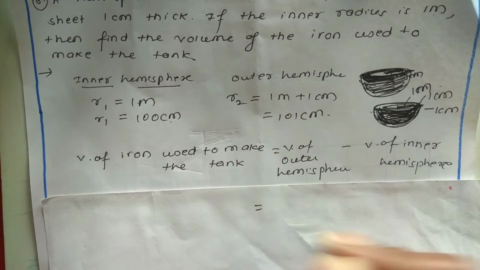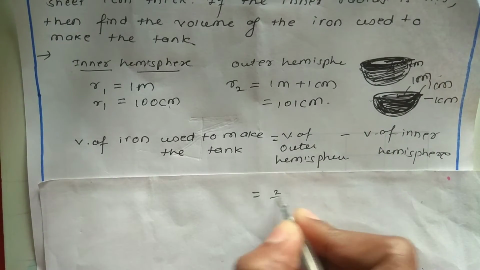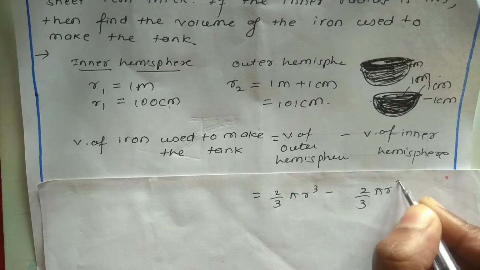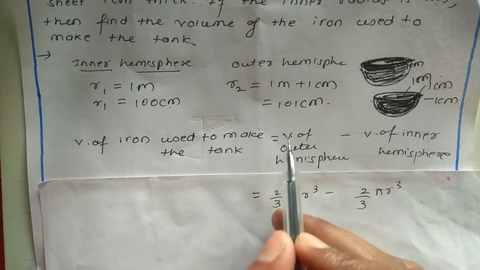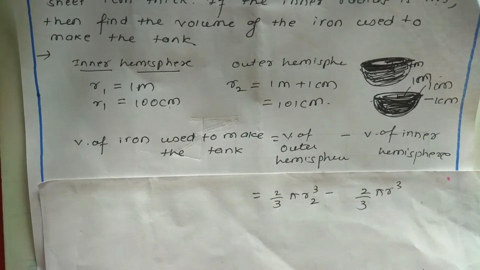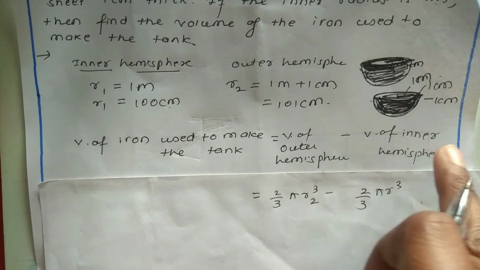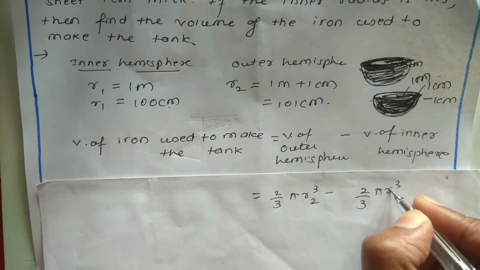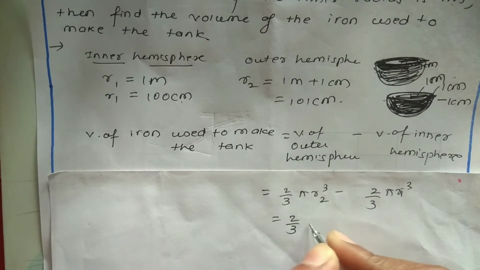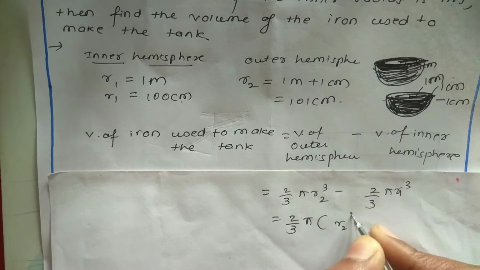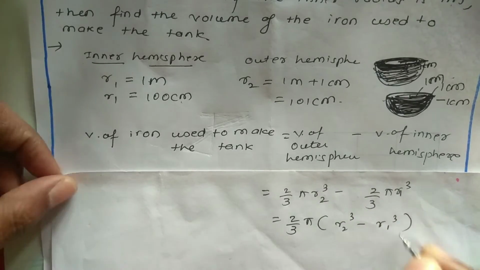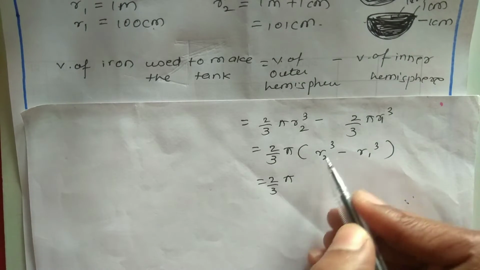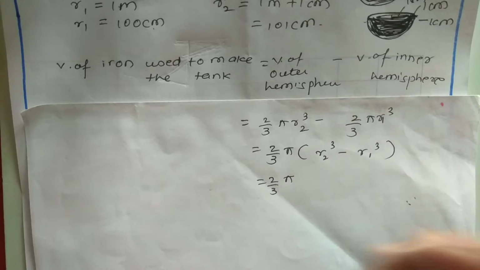So let us write the formula. The volume of a hemisphere is 2 by 3 pi r cube, minus 2 by 3 pi r cube. But here the difference is in the radius. For the outer hemisphere the radius will be r2, and for the inner hemisphere we take the measurement r1. Now see, 2 by 3 pi is common, so r2 cube minus r1 cube. I will keep 2 by 3 pi as it is, and afterwards, after seeing the values of this subtraction, I will take the value of pi.